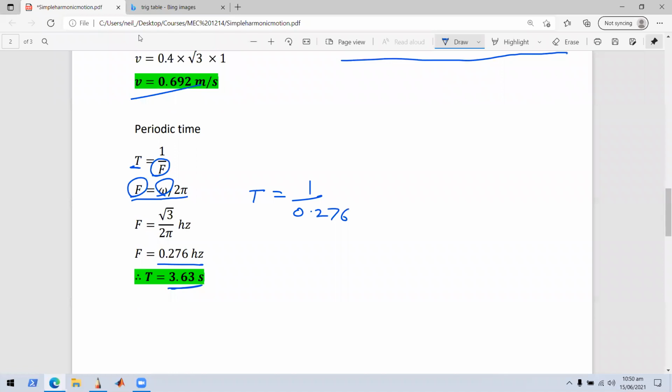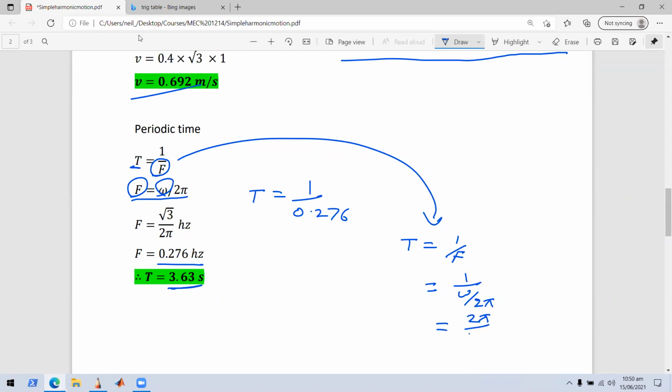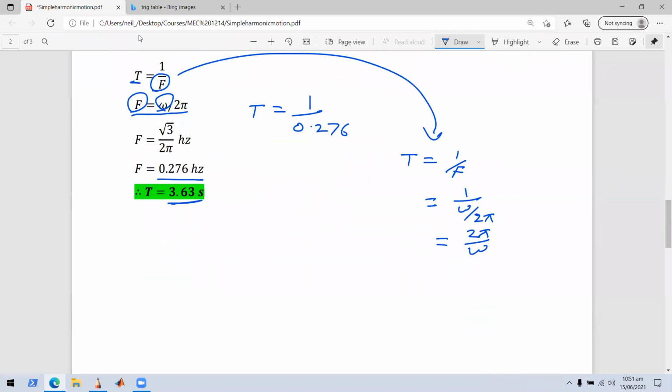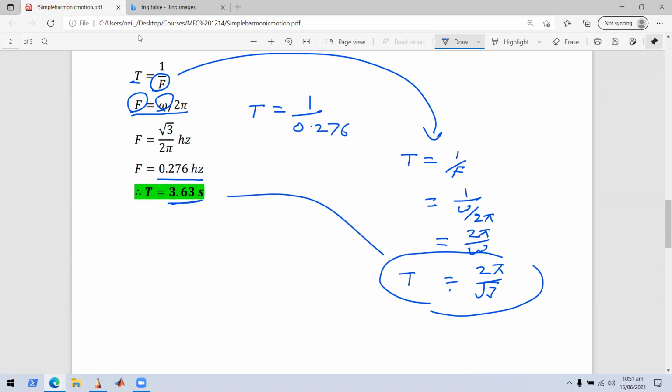Alternatively, you can just say t is equal to 1 upon f. f is equal to 1 upon omega divided by 2 pi, which is just 2 pi divided by omega. So t is equal to 2 pi divided by root 3. You can just put everything in one and solve it there, but you should still get the same answer, 3.63 seconds.